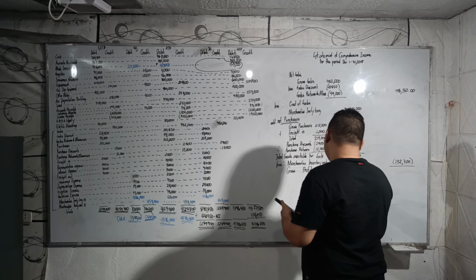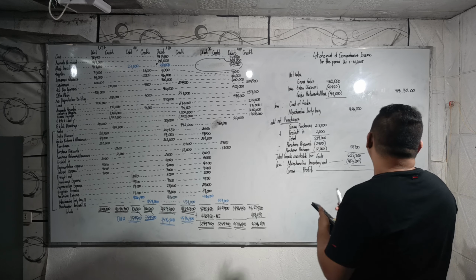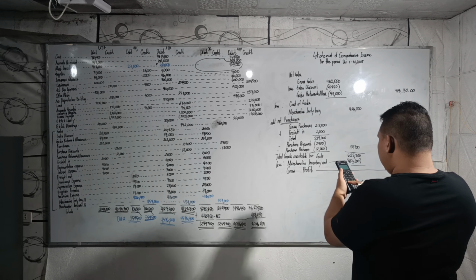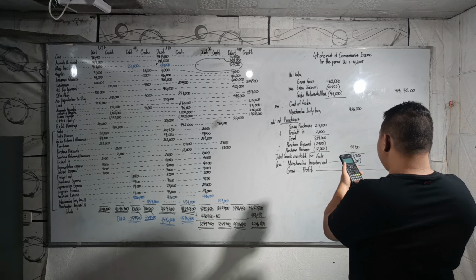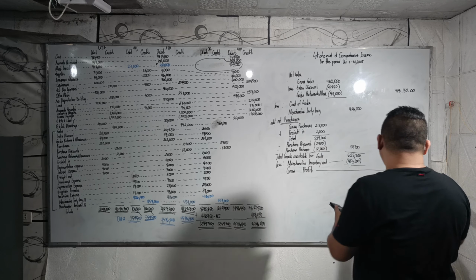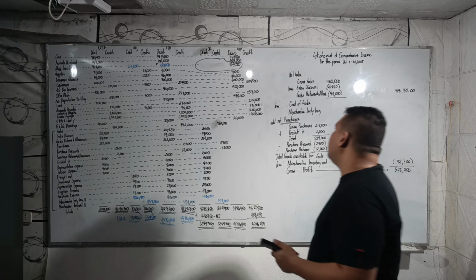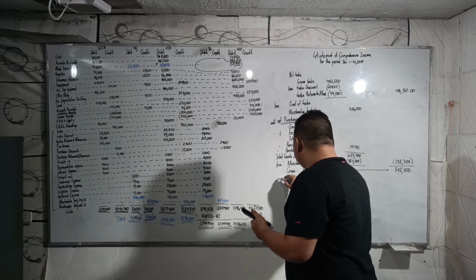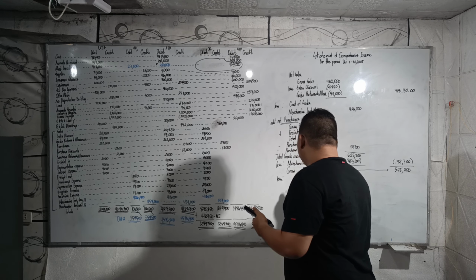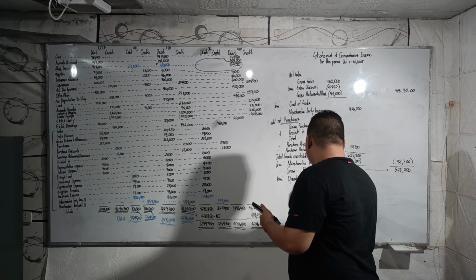Because actually, sales, or net sales, minus cost of sales is gross profit. So 718,150 minus 172,700, you're going to get 545,450. But then again, this is not yet the net income because there is a second type of expense that I've told you, the operating expenses.